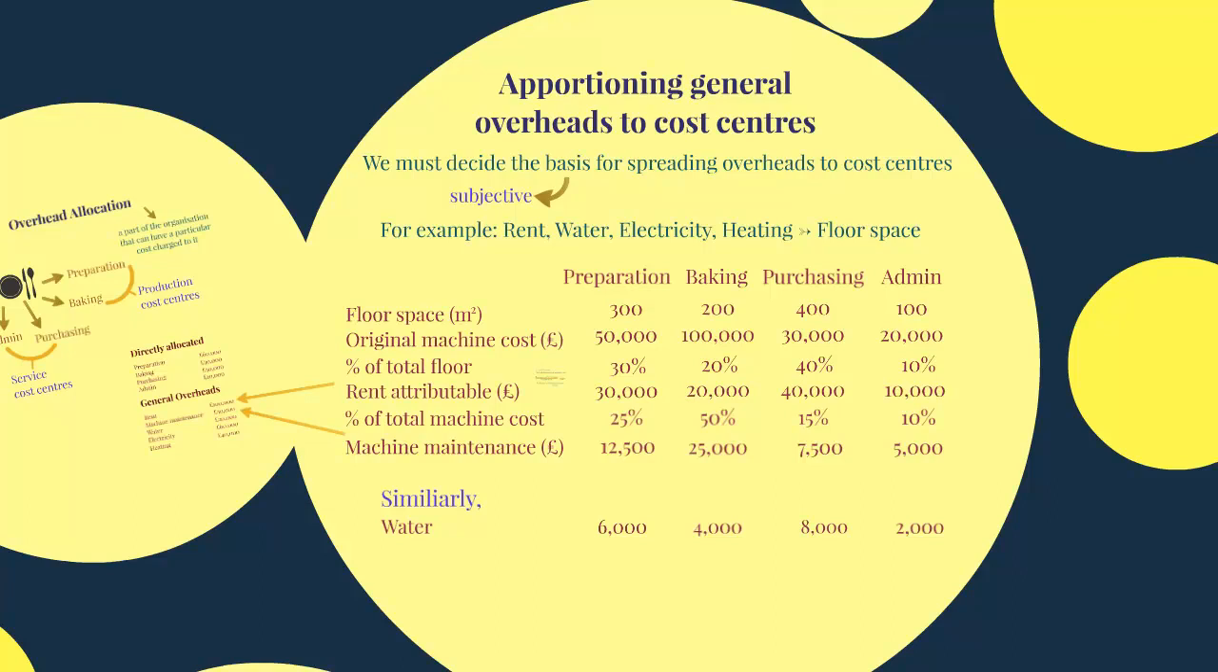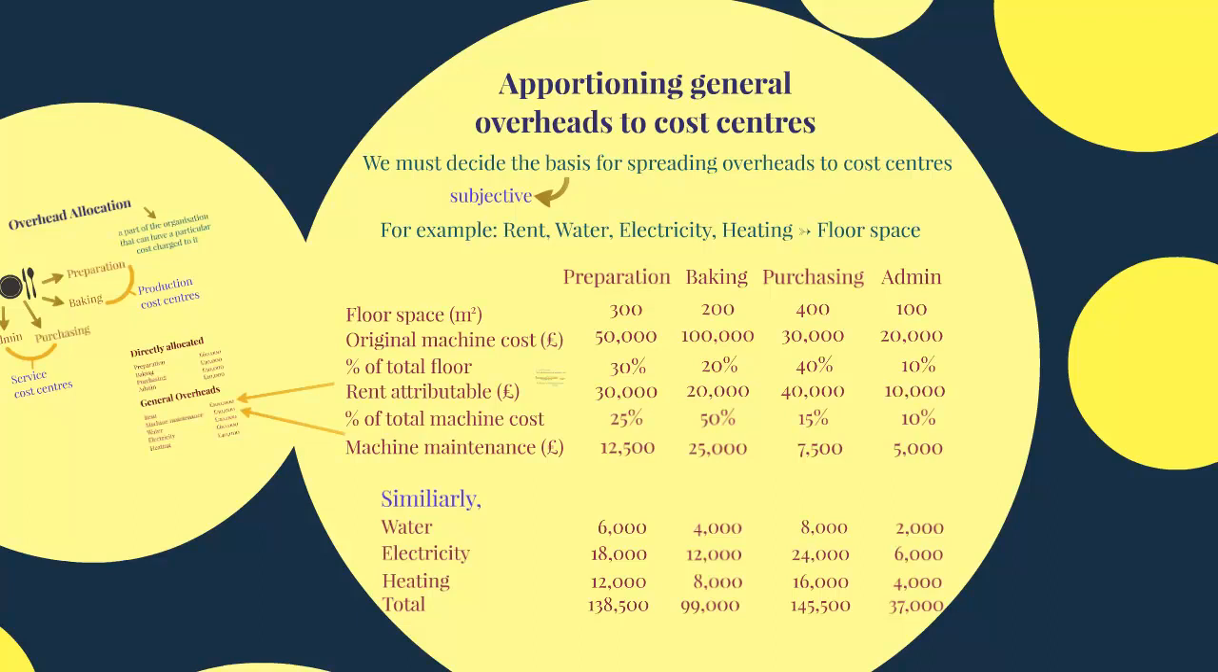And again, we can do this for the other overheads, but this time we're going to base it on the floor space, which gives us £60,000 worth of water costs for preparation, 4,000 for baking, 8,000 for purchasing, and 2,000 for admin. And again for electricity and heating. That gives us the total cost when we add all these various costs that we've calculated together as 138,500 in general overheads for preparation.